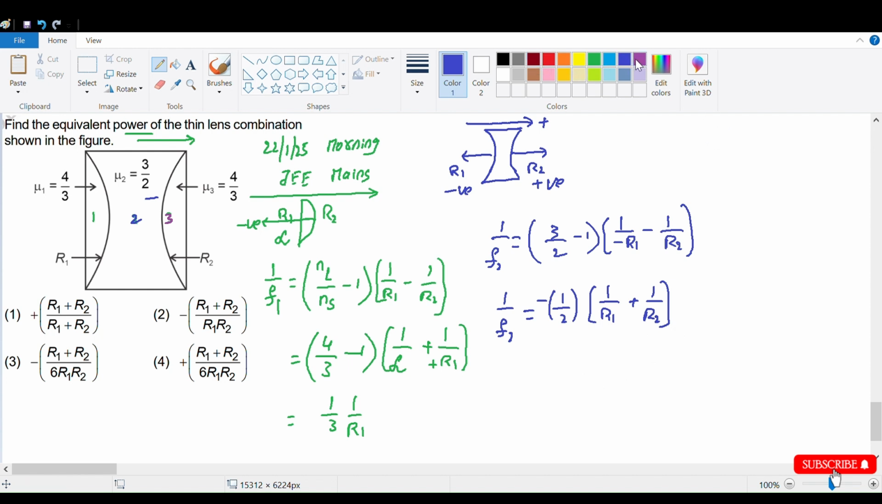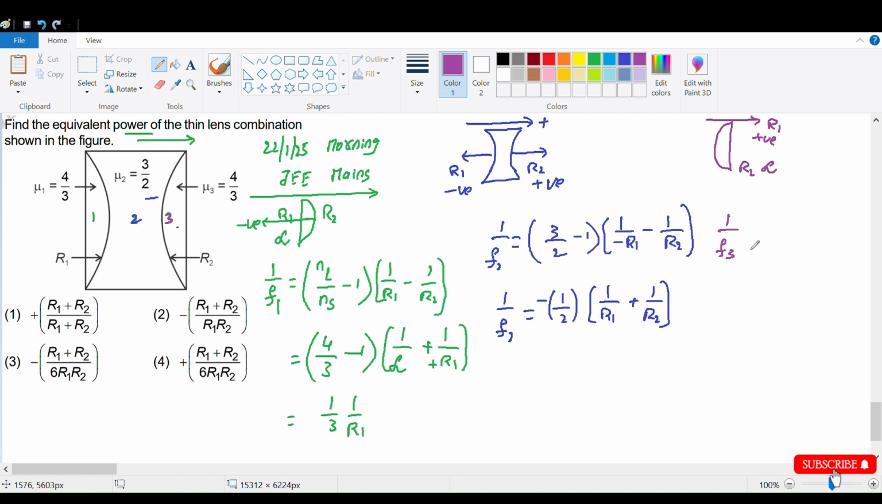Now the third one I am solving. Third one is a plano convex. You can take it any way, it doesn't make any difference. You can treat the lens like this also. Chalo. Now this is my lens. This is my R1, positive because you are going in the positive direction, and R2 will be infinity, plane it is.